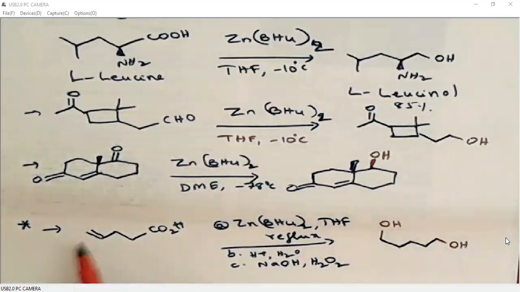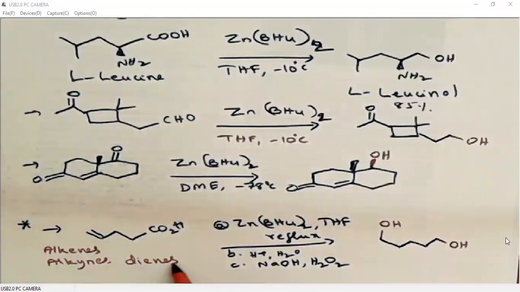So not only alkenes, alkynes, dienes, all these functional groups can be reduced with diboron reagents. The same way, zinc borohydride in situ, a diboron will be generated. That means boron reagent will be generated, which will reduce these double bonds or triple bonds or dienes. The reduction with the diboron reagents, I will discuss in the next topic. So I'm not discussing it here.